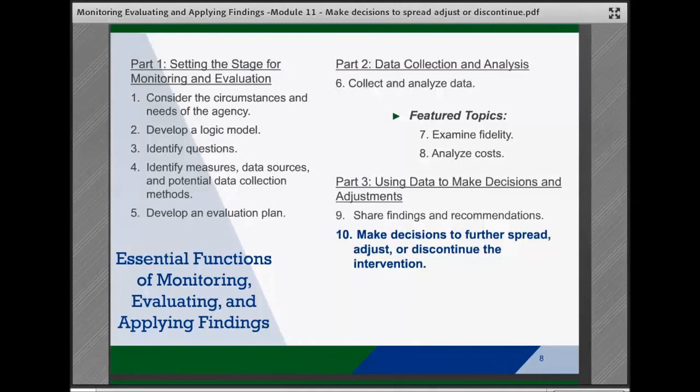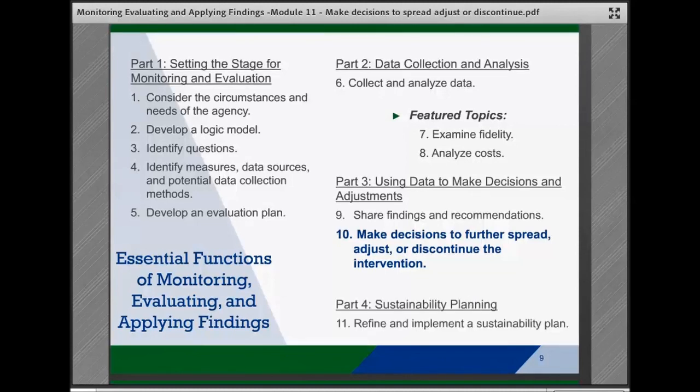Part 3 outlines how to use the data collected to make decisions and adjustments, with 2 functions on sharing findings and recommendations, and then the topic of this module, which is making decisions to further spread, adjust, or discontinue. Then Part 4 is on sustainability planning and how teams should refine and implement a plan to sustain interventions when this is the decision of the team and stakeholder groups. Let's get started.